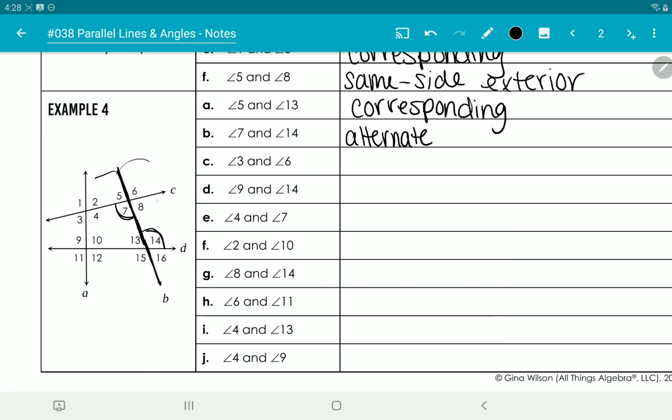Okay. And you can see that it's in between these two lines that are being intersected. They're on the inside of those. So they're going to be interior. So they're alternate interior angles.